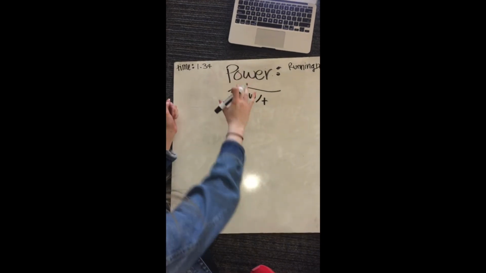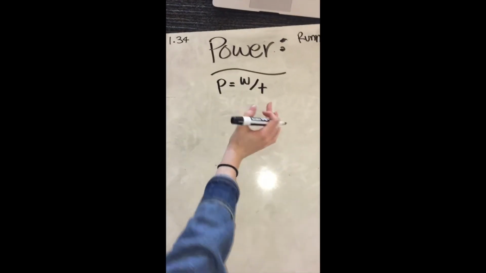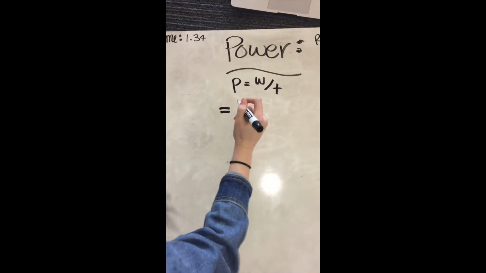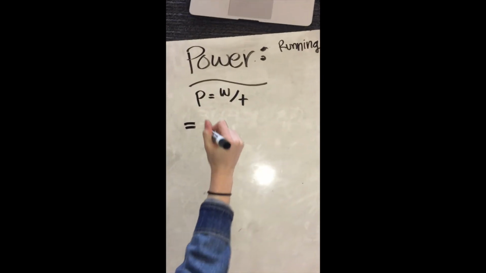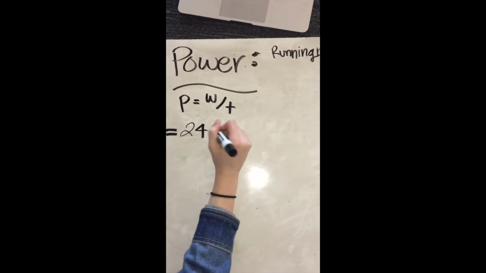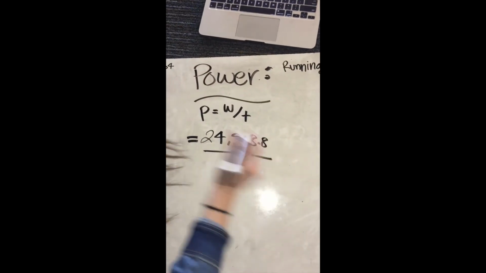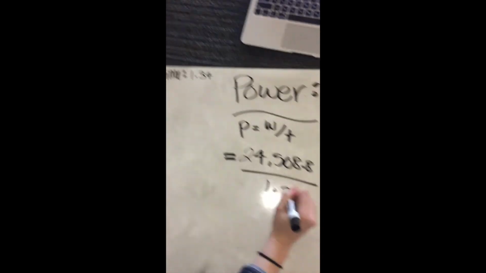Okay, so today we're going to be finding the power of the running back. So the formula is power equals work divided by time. So we're going to take our work, which is 24,508.8, and divide that by the time, which is 1.34.